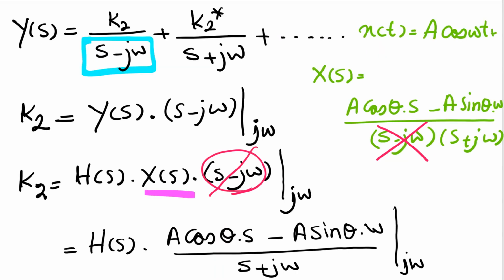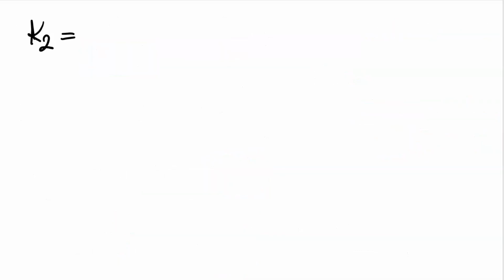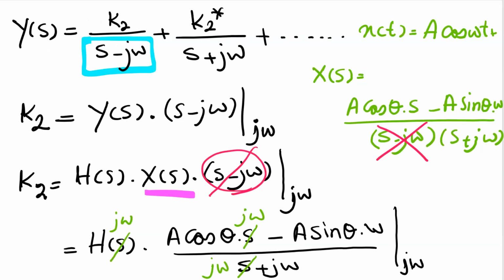Okay, now I'm going to simplify everything. So I have to evaluate everything at j omega, which means I have to evaluate h of s at j omega, and I have to replace s here by j omega and the s here by j omega. So let's see what I'm going to have at the end. Here I'm going to have h at j omega multiplied by, in denominator I'm going to have 2j omega, and in numerator I'm going to have a j omega multiplied by cosine of theta minus a omega multiplied by sine of theta. I'm going to write it here.